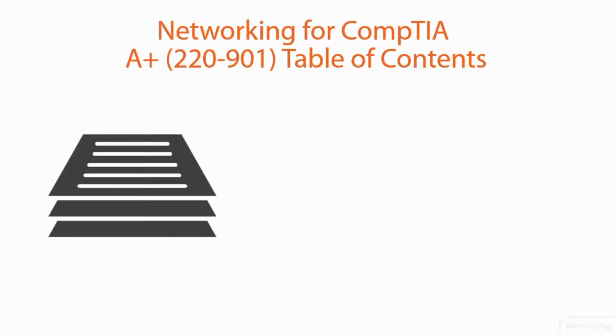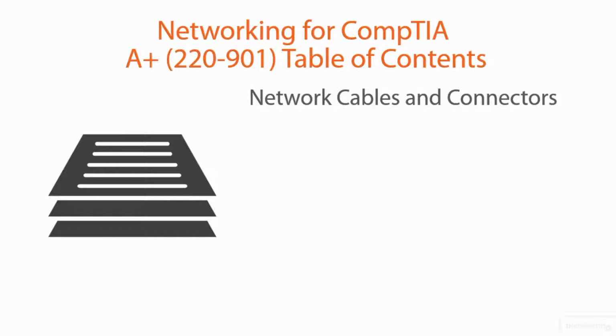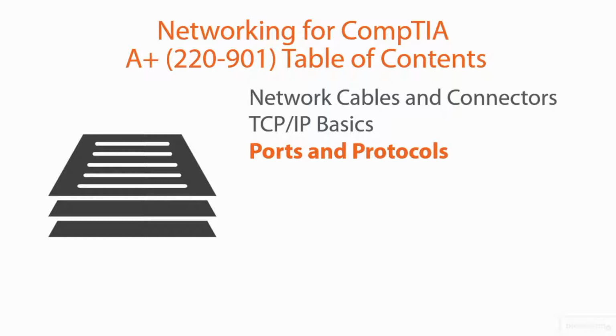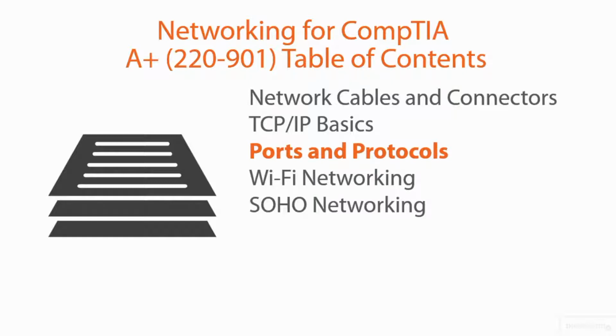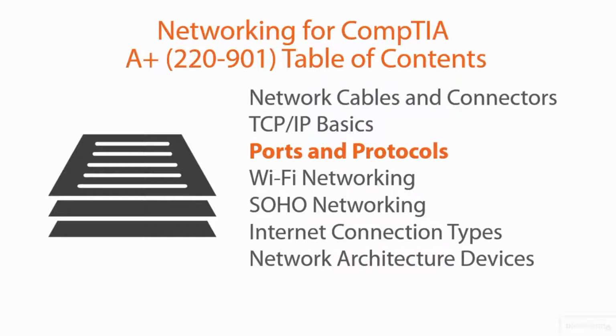I've divided the material in the networking course into 8 separate modules, the first of which covered network cables and connectors, essentially OSI Layer 1 stuff. TCP/IP Basics is what we just came out of. If you've studied that module, then you know some things about the OSI reference model, and we're going to build upon that knowledge in this module. Here we're concerned with ports and protocols, following up with Wi-Fi networking, small office, home office networking, internet connection types, network architecture devices, and networking tools.